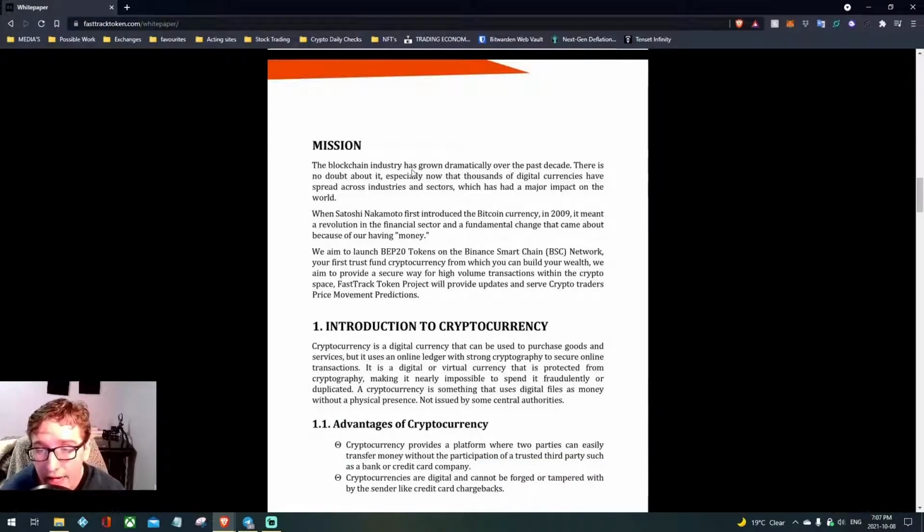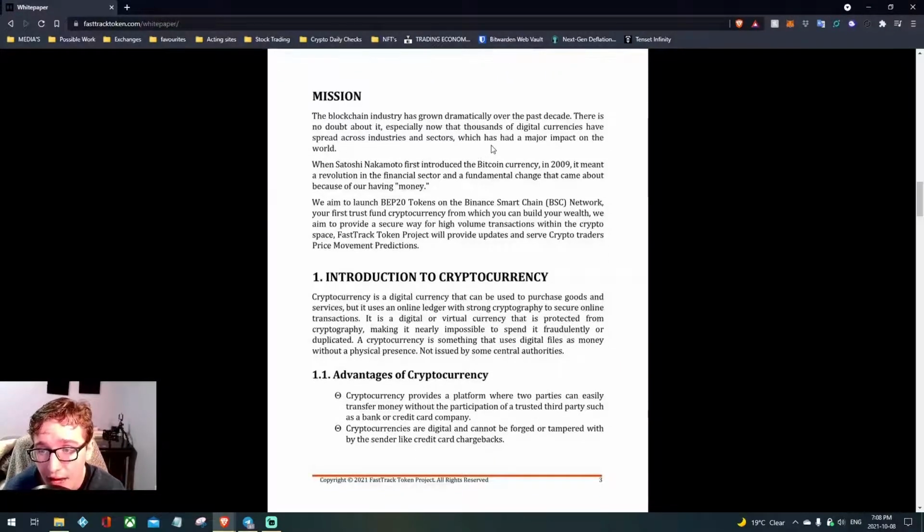The mission. The blockchain industry has grown dramatically over the past decade. There is no doubt about it, especially now that thousands of digital currencies have spread across industries and sectors, which has had a major impact on the world. When Satoshi Nakamoto first introduced the Bitcoin currency in 2009, it meant a revolution in the financial sector and a fundamental change in our relationship with money.